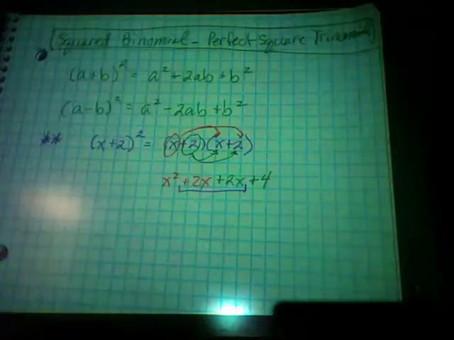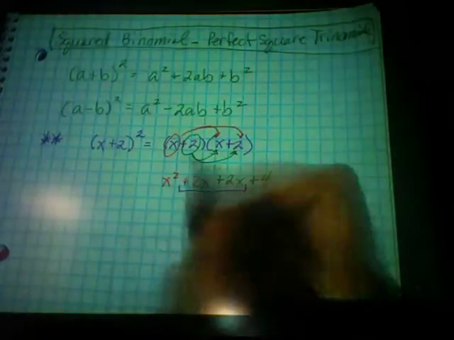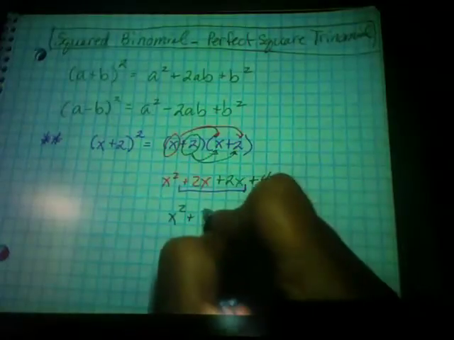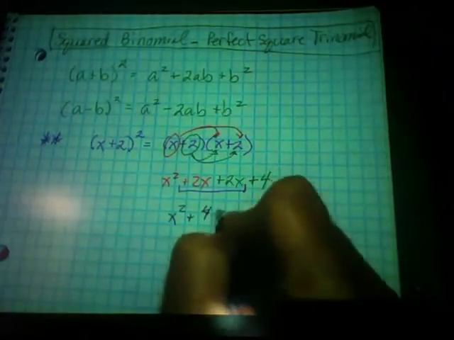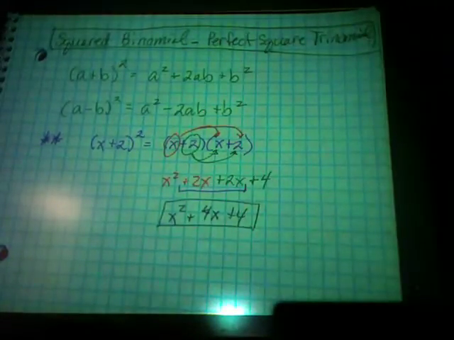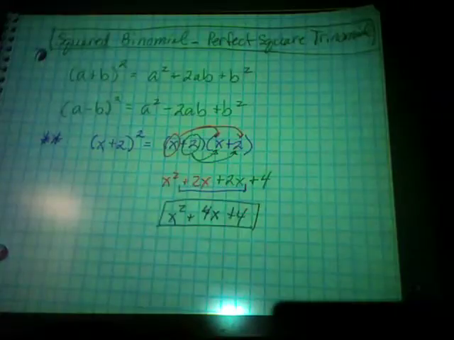Okay? All right, so then our final answer to this would be x squared plus, what's 2 plus 2? 4x plus 4. So this would be our final answer. So if I were to use the shortcut, here's what I would have done.